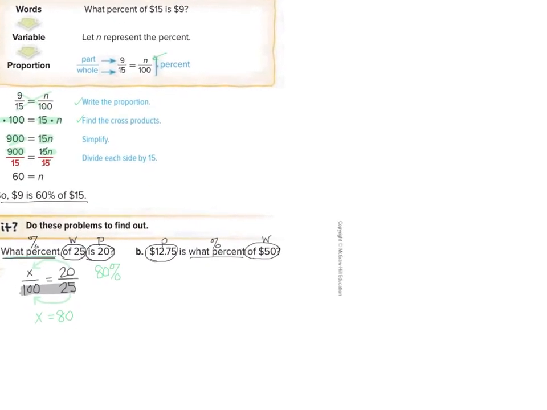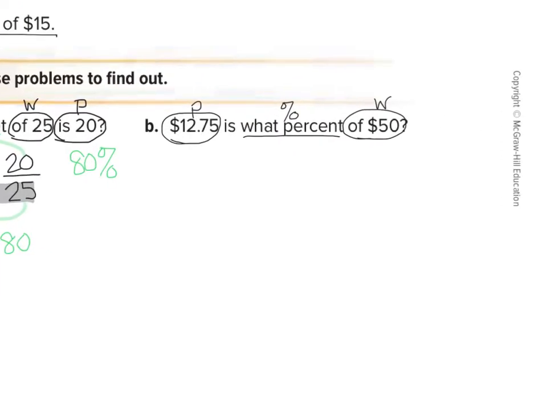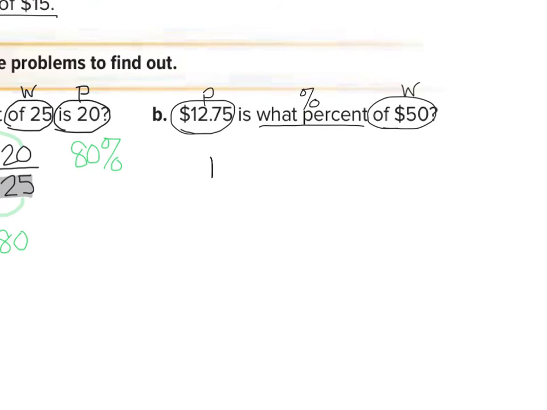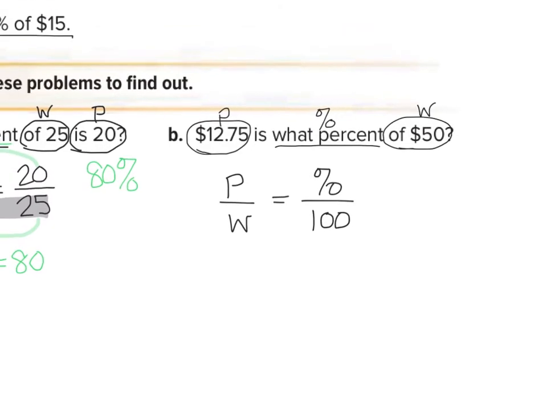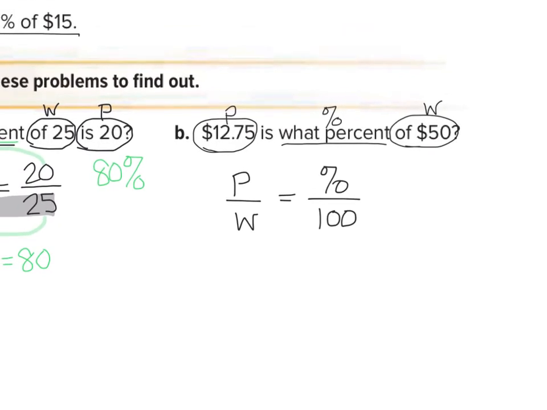So I think this time I'm going to start with the part over the whole. So our model this time, we're going to look at our model this way as the part over the whole equals the percent over 100. So we said that the part is $12.75. So that's what we're going to put there.